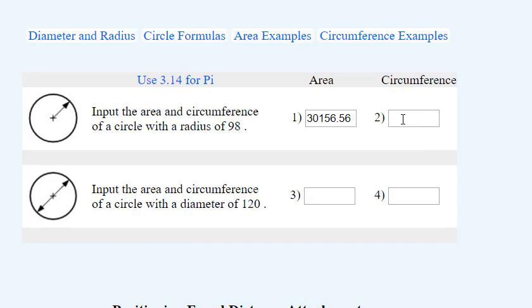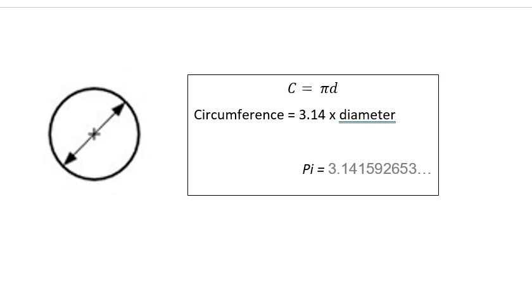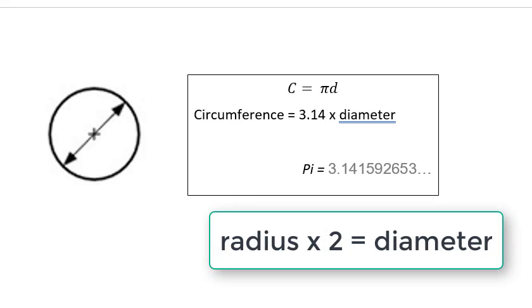Now let's do the circumference. The circumference, which is the outer edge of the circle, can be found by multiplying pi, or in this case 3.14, the limited version of pi, times the diameter. Supposing we don't know the diameter, we only know the radius. Well, the radius is half of a diameter, so we multiply the radius times 2 in order to get the diameter. Once we have the diameter, we multiply that times 3.14.